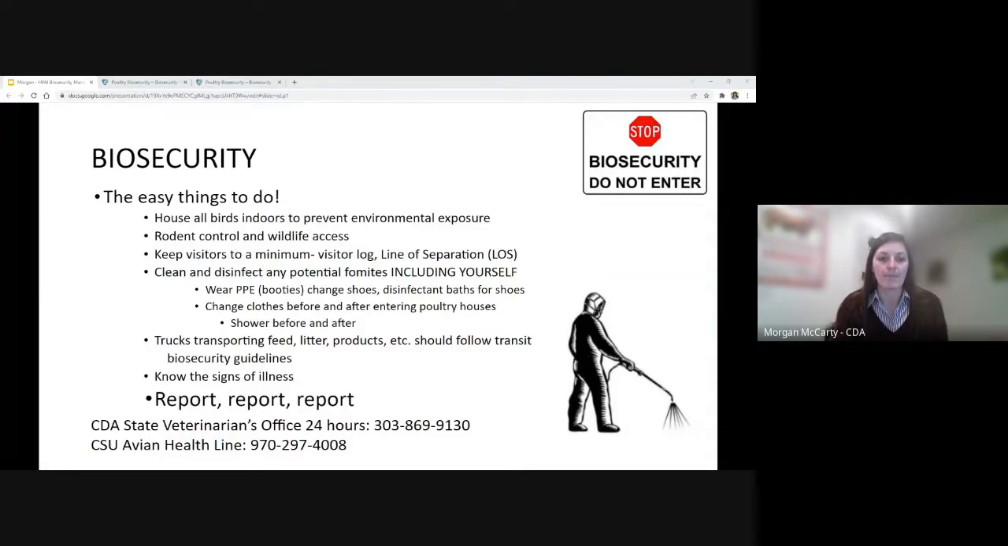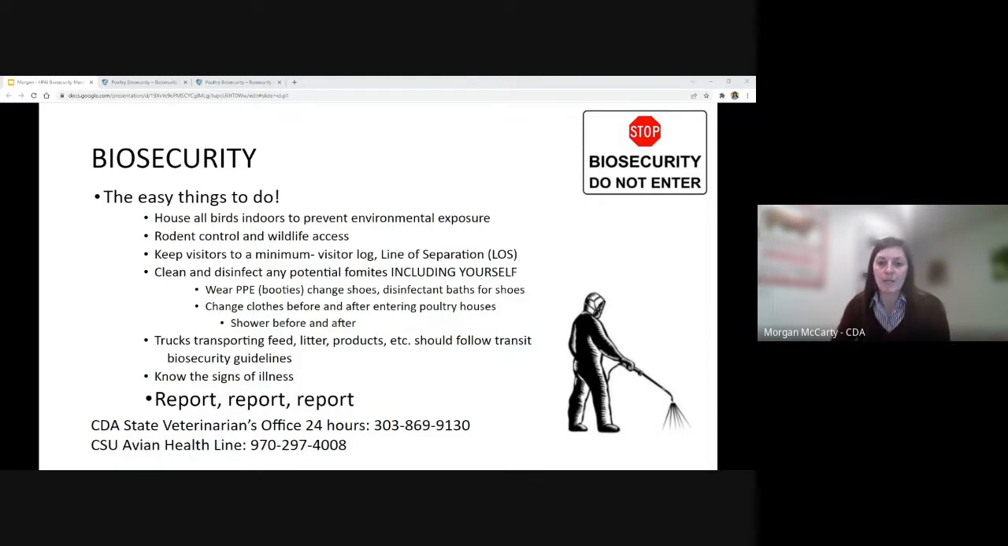So, kind of the easy things to do right now to help prevent high path AI. We talked about biosecurity, biosecurity, biosecurity. What does that mean for the easy things that we can do? House all birds indoors. If they're not outside having contact with wild birds, then we're reducing potential environmental exposure that way. Rodent control and wildlife access into the barns, and keeping visitors to a minimum.